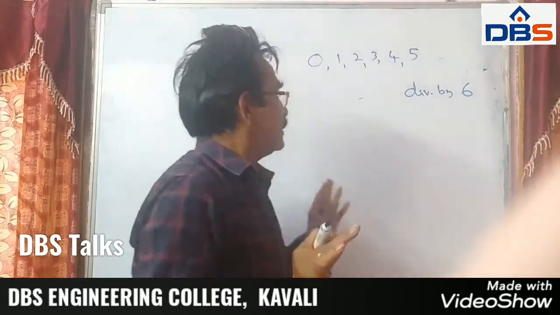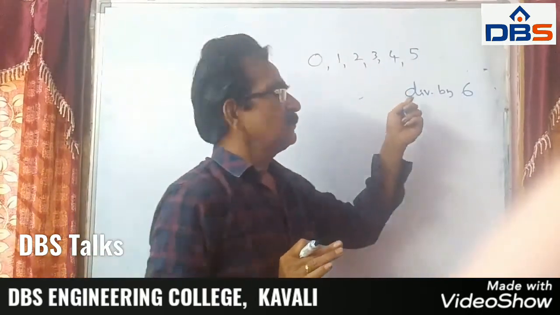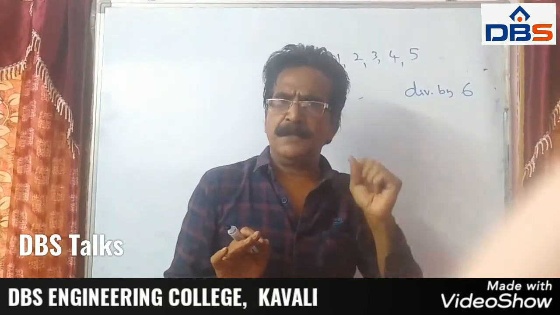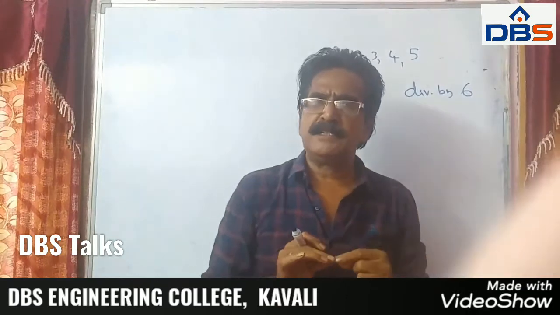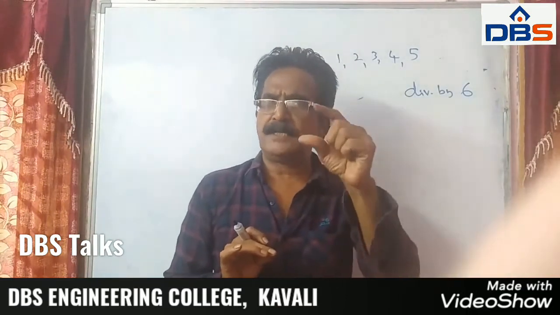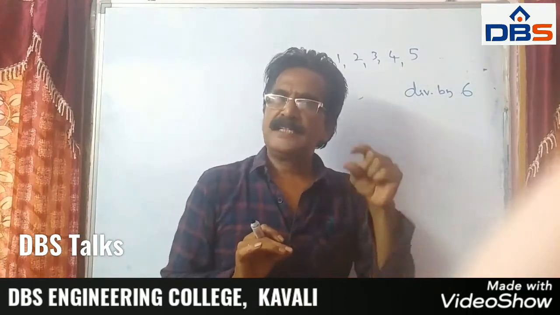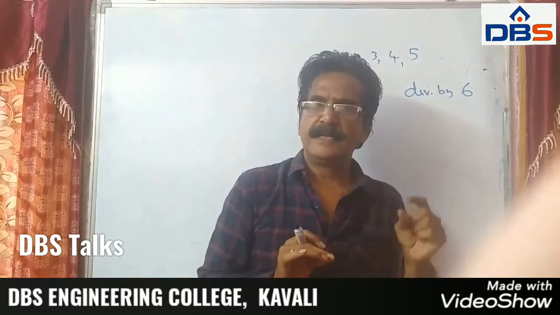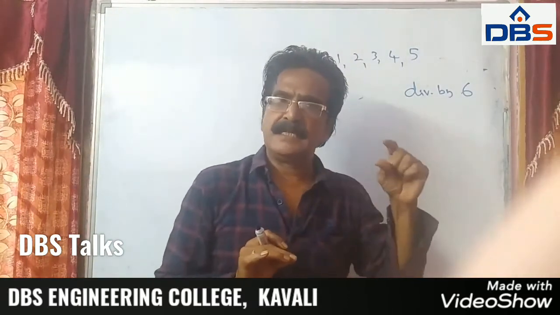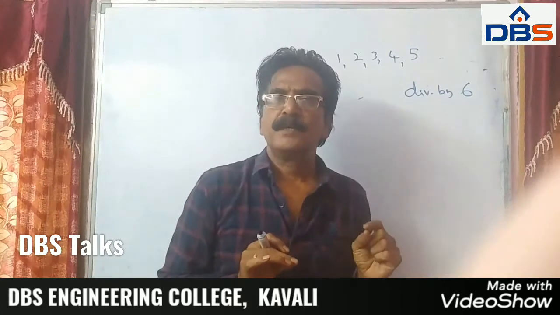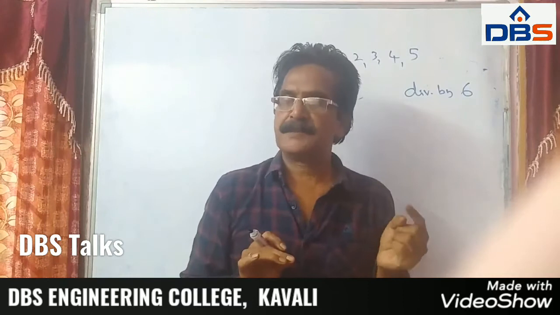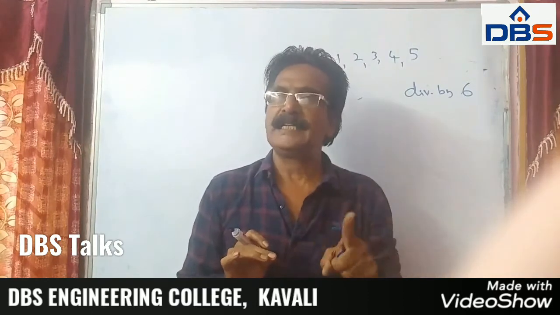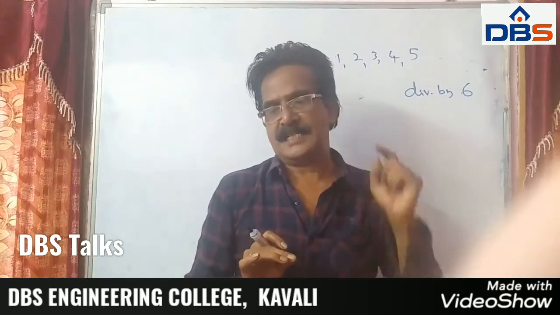Okay, friends. So the thing is, we have to make 5-digit numbers, and those numbers must be divisible by 6. If a number is divisible by 6, it must be divisible by both 2 and 3. Then only it is divisible by 6.